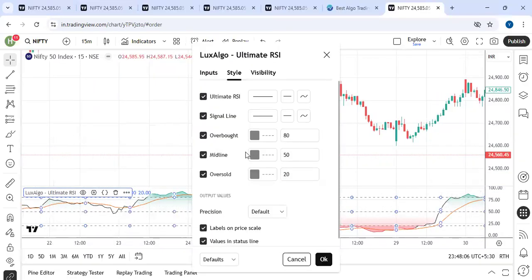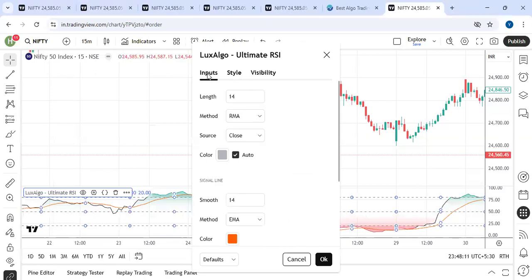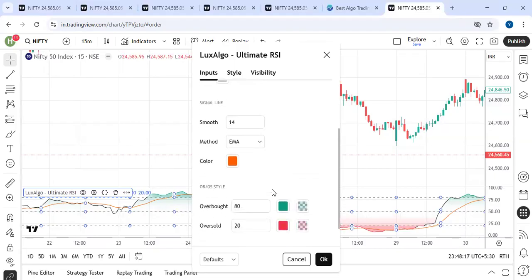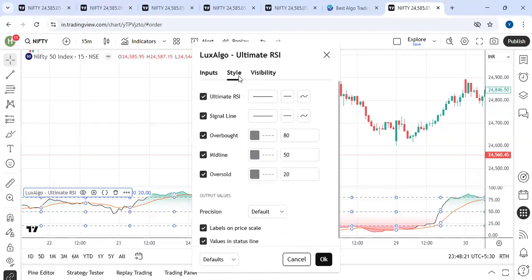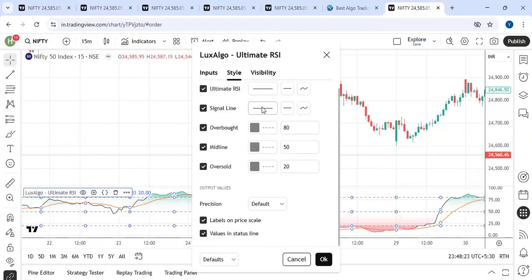Let's go to the settings tab. We are not going to mess with this indicator. We'll keep it as it is. The length, the method, the source, everything is kept the same. No changes. Overbought is at 80, oversold is at 20. Style, nothing. We are not going to change anything.